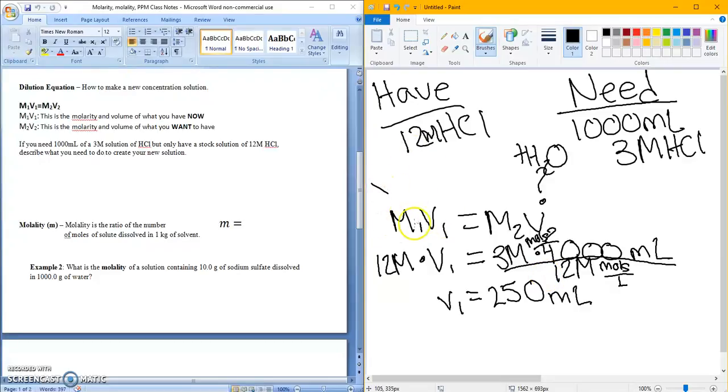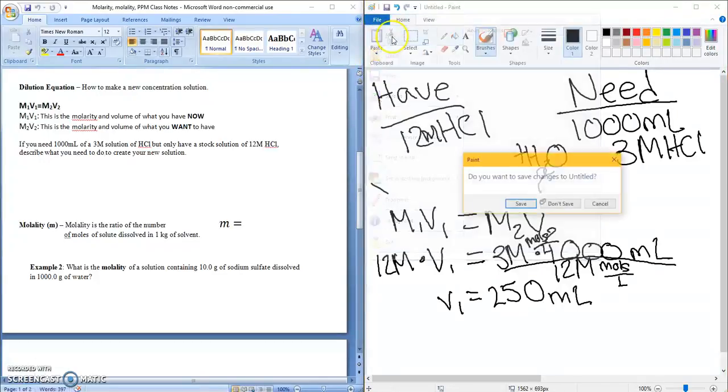So I solved this magical equation. Alright? 250 milliliters of volume 1. Well, what the heck does that number mean? So we go back. I'm going to get a new slide. Hold on.